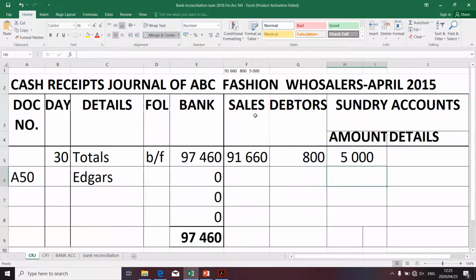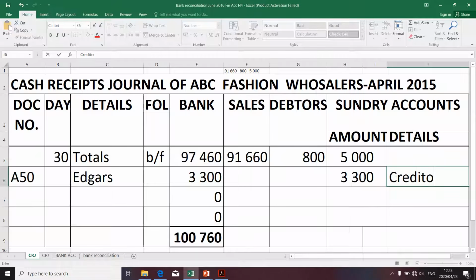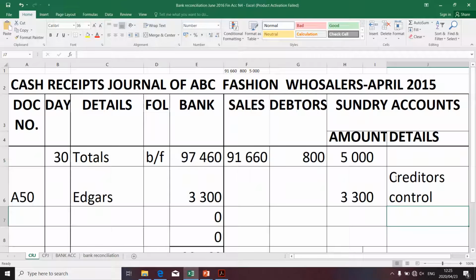Let's populate it. It doesn't relate to sales, it relates to creditors control account. We don't have a specific column for creditors control account. It does not relate to debtors, therefore we're going to use the sundry account. The amount was 3,300. There you go. Remember, we still need to write the description of the sundry account. The description of the sundry account is creditors control. So I'm just going to have it as creditors control.